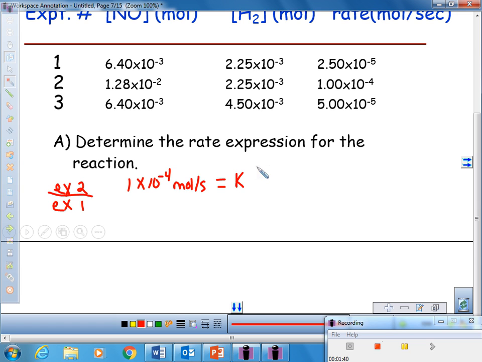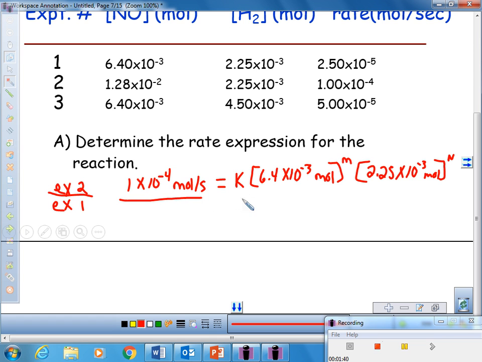Equals K, and then it would be the NO's value, which is 6.4 times 10 to the -3rd moles raised to some power times, if you do have 3 variables, I would not suggest you use M and O because you think the O is a 0 sometimes. Just FYI on that one. To the N power.